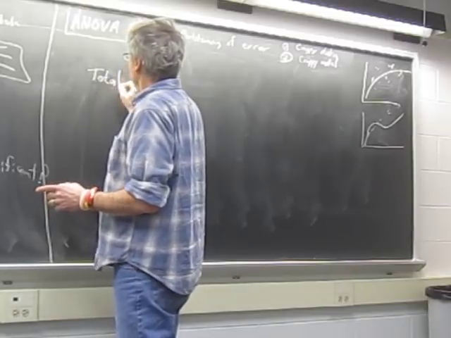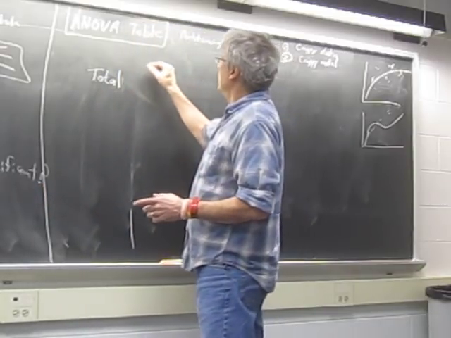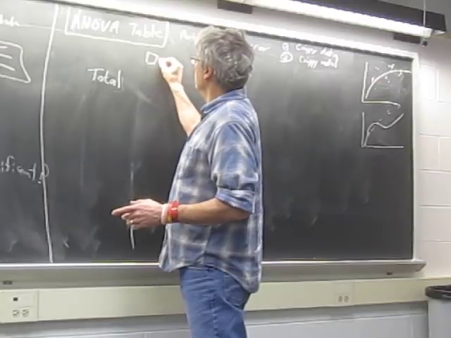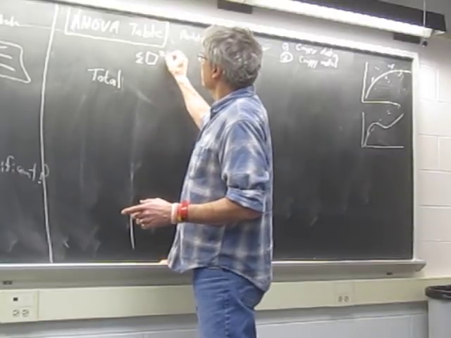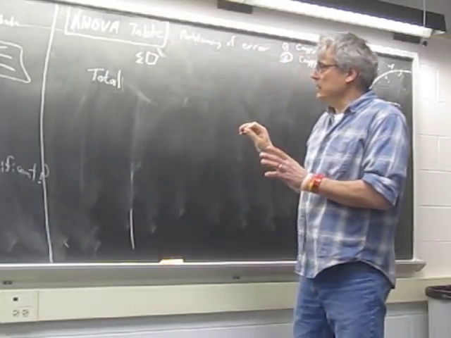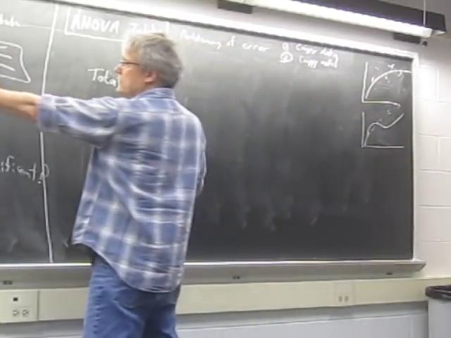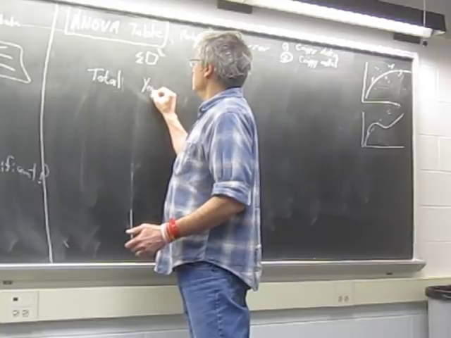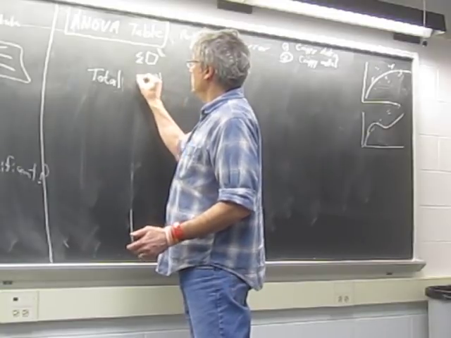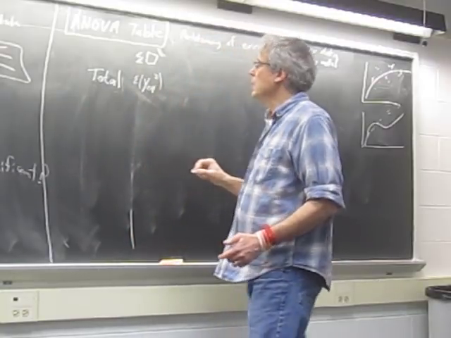And what I mean by total, it turns out, is that the sum of the squares here is literally taking each one of the experimental observations, each data point, and I simply square that, and then I add them up. Okay?